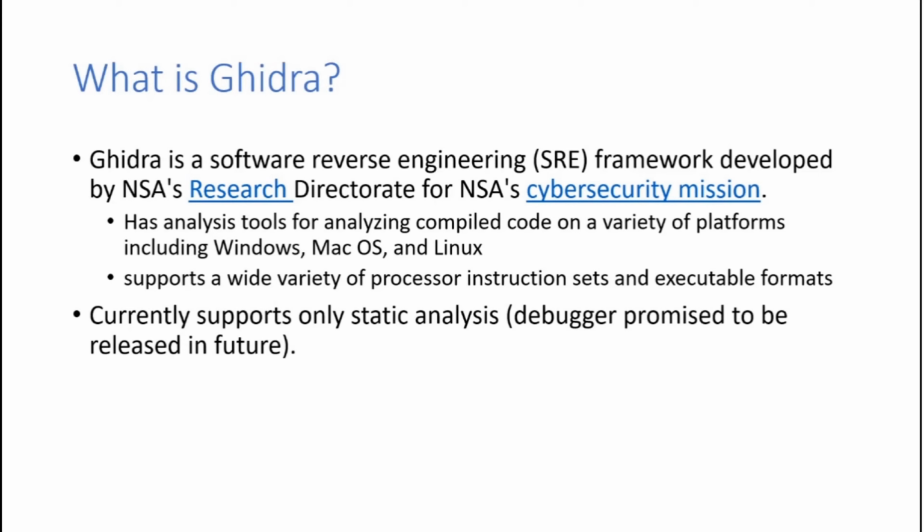Ghidra, as we all know, is a software reverse engineering framework developed by the NSA. It has analysis tools for analyzing compiled code on a variety of platforms including Windows, Mac OS, and Linux. It supports a variety of processor instruction sets and executable formats. Currently, it only supports the static analyzer, but the debugger to perform dynamic analysis is promised to be released in the future.